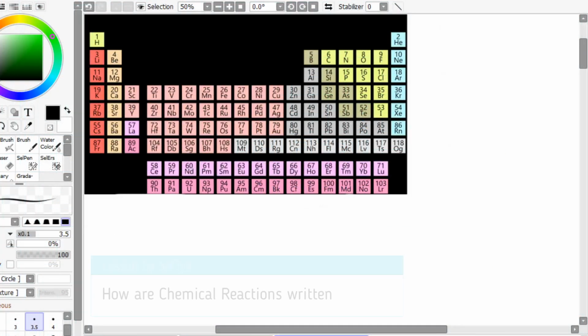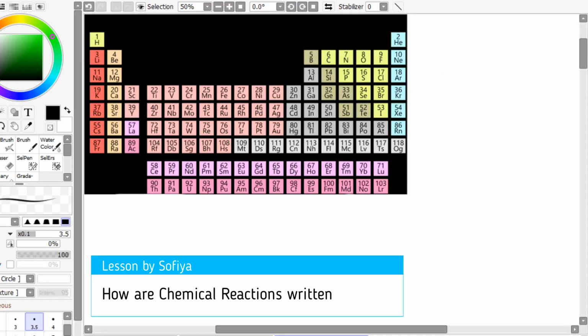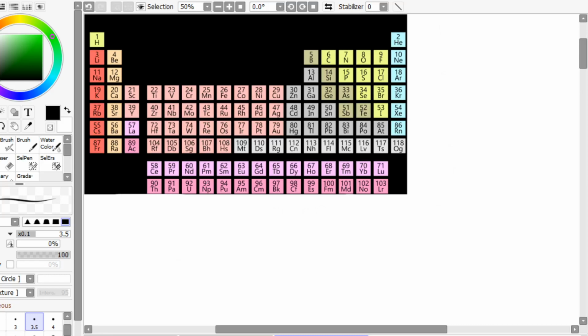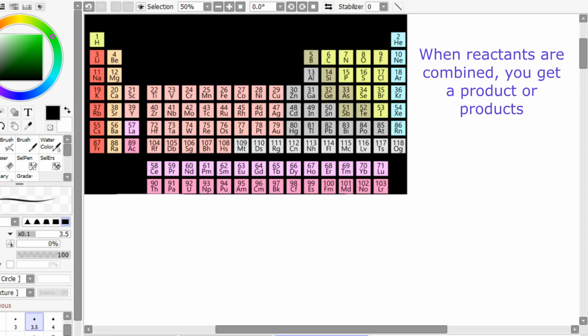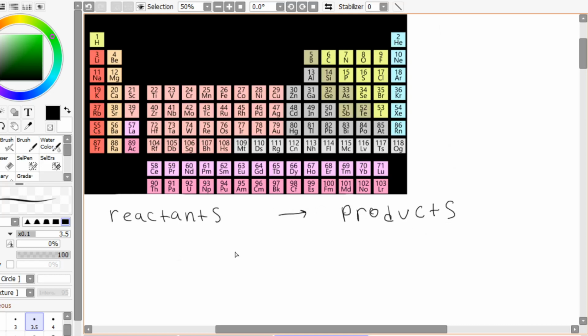Hey there! Here we will take a look at understanding how chemical reactions can be written out. In chemical reactions, reactants are the elements that chemically combine to form products. So we will only have reactants on one side and they yield products. That is how each chemical reaction is going to be formed.